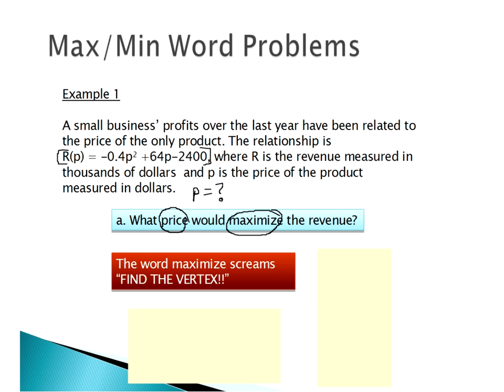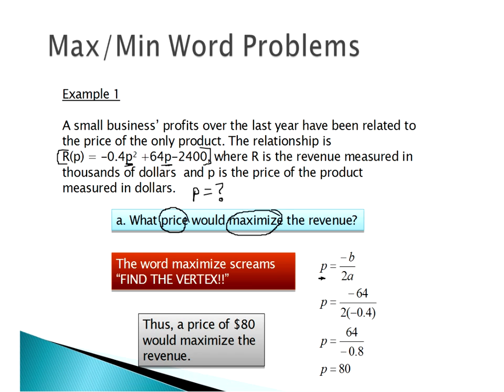Okay, and I know how to find the vertex. That's minus b over 2a. Now notice here I didn't say x equals, I said p equals, because that's the variable that's being squared there. So when I plug in my b value of 64 and my a value of negative 0.4, I see here that I get a value of $80. Okay, so the price that would maximize the revenue is $80.